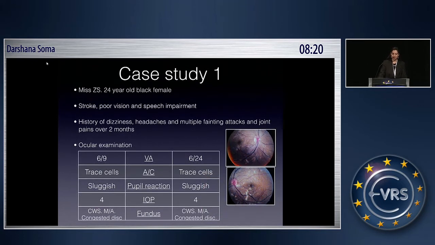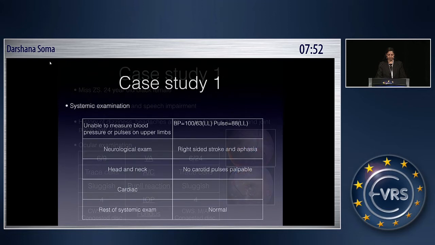So case study 1, this is Ms. ZS, a 24-year-old black female who presented with a stroke, poor vision, and speech impairment. She gives a history of dizziness, headaches, and multiple fainting attacks and joint pains over the past 2 months. On ocular examination, her visual acuity was 6/9, 6/24, anterior chamber showed trace cells, the pupil reactions were sluggish, IOPs were 4 bilaterally, the fundus showed cottonwool spot, microaneurysm, and a congested disc bilaterally.